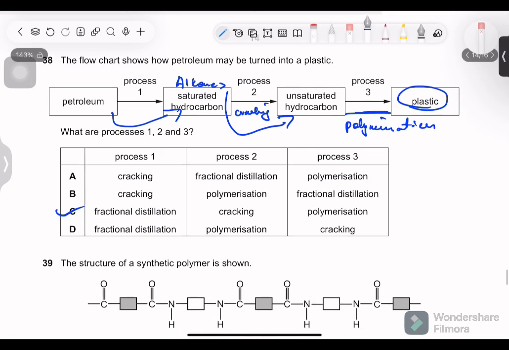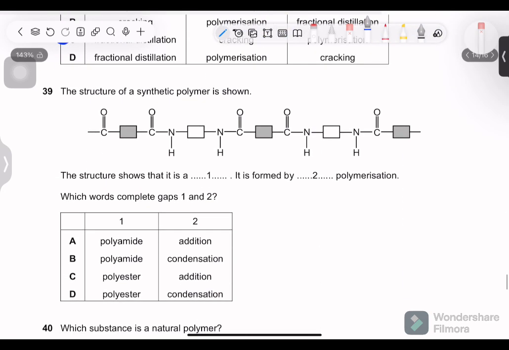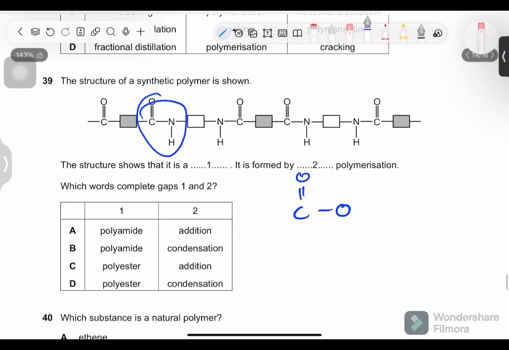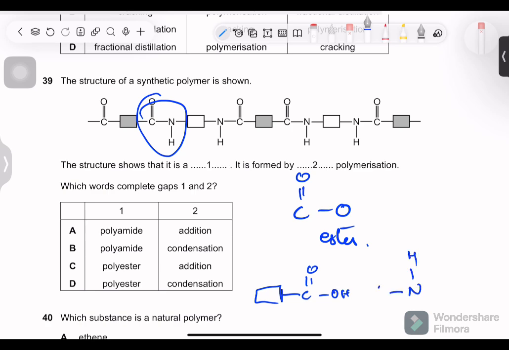So option C. The structure of a synthetic polymer is shown. So this is a polyamide, because this is an amide bond. It is not an ester bond. The ester bond is this. This is an ester bond. So it is formed by which polymerization? Addition or condensation? So this is condensation, because this was originally COOH, and this was NH2. So this entirely made another additional product. So condensation, option B is correct.